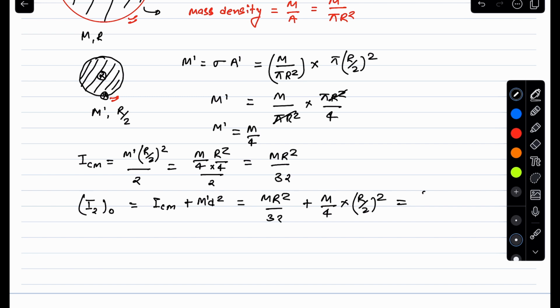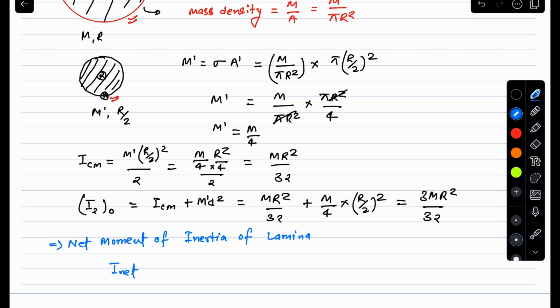So from the calculation this becomes 3mr² divided by 32. Okay, so now what is the net moment of inertia of the lamina? That is, I net about the point O is I of the complete body about the point O minus I of the body which we have removed.